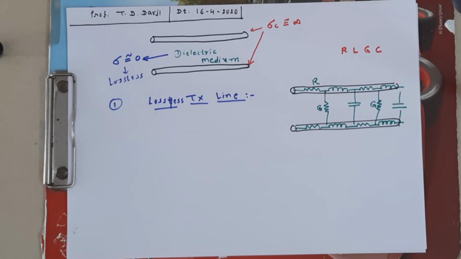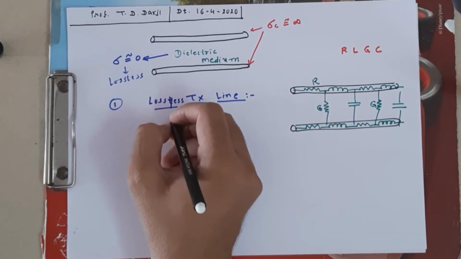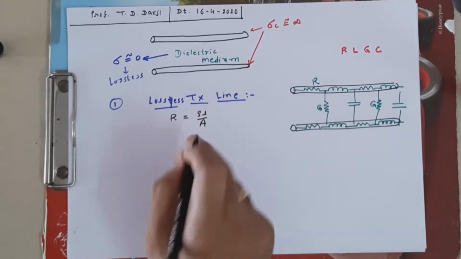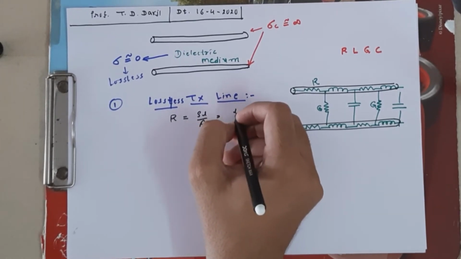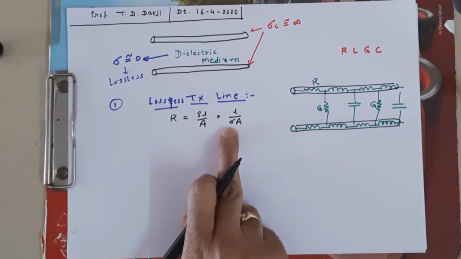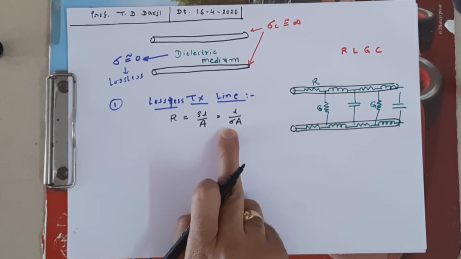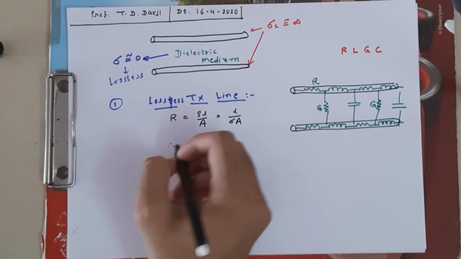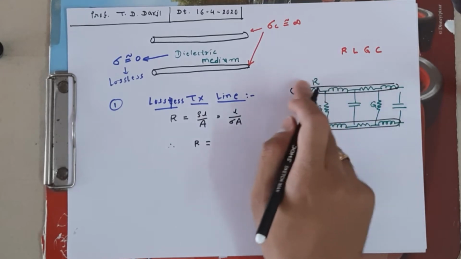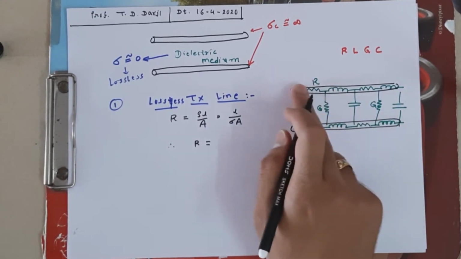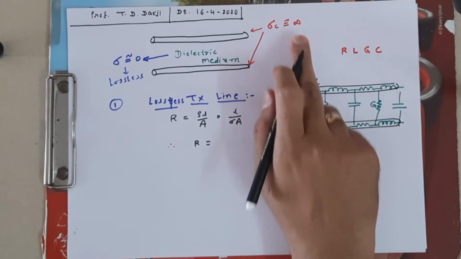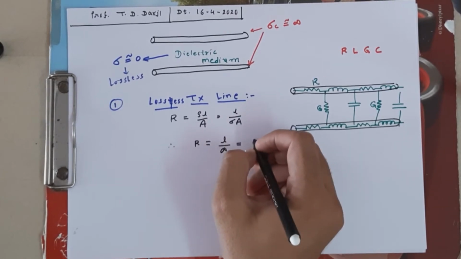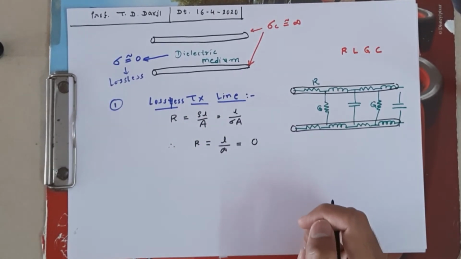Now what is the equation of the resistor? The general equation of the resistor: R is equal to rho L by A, where rho is known as resistivity. So it is L upon sigma A. What is sigma? Sigma is conductivity, the conductivity of the material. Resistor is offered by these two conductors. And what is the conductivity of these two conductors? It is infinity. So L upon infinity. So resistance is 0 for a lossless transmission line.